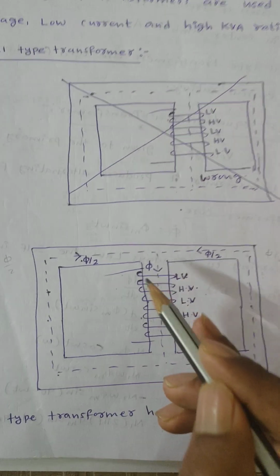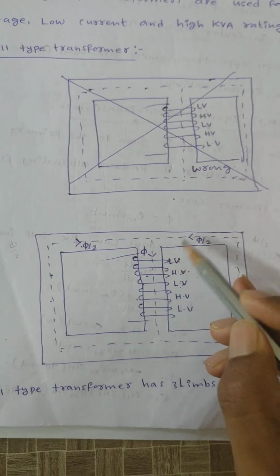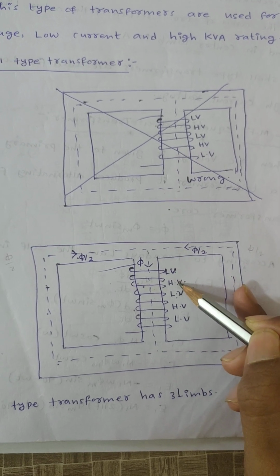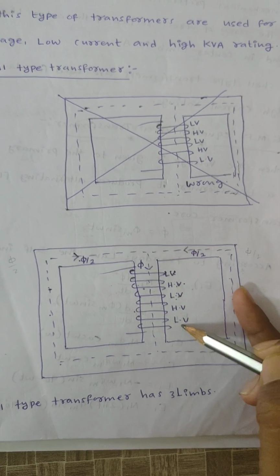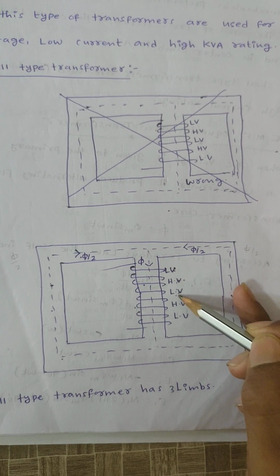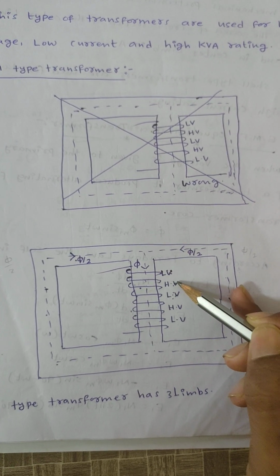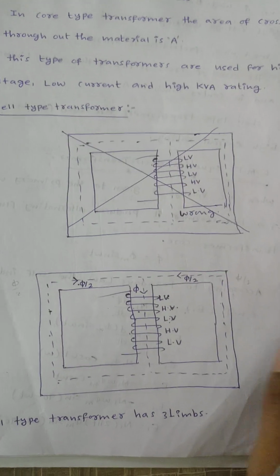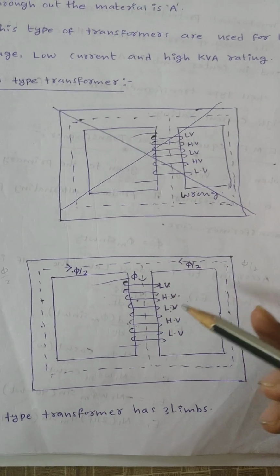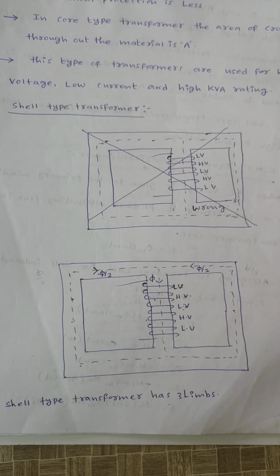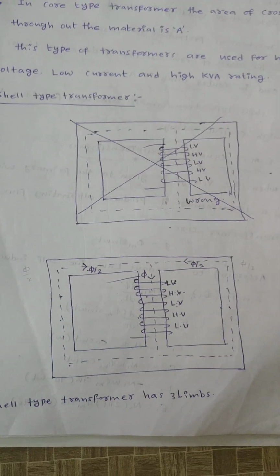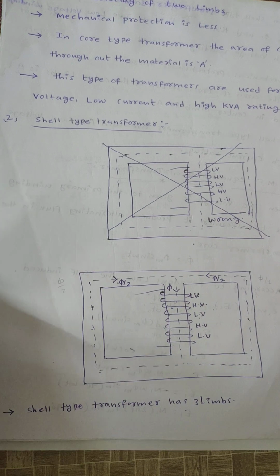In case of shell type transformer, windings will be placed like this. First LV winding is placed, after that HV, LV, HV, LV, HV. That means in between two LV windings, one HV winding is placed, or in between two HV windings, one LV winding is placed. This type of winding procedure is known as sandwiched winding procedure. So in case of shell type transformer, sandwiched winding procedure is employed.